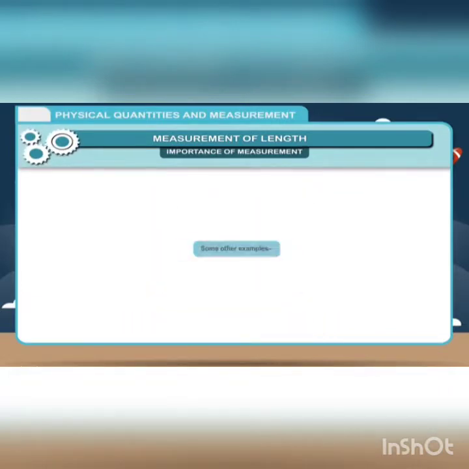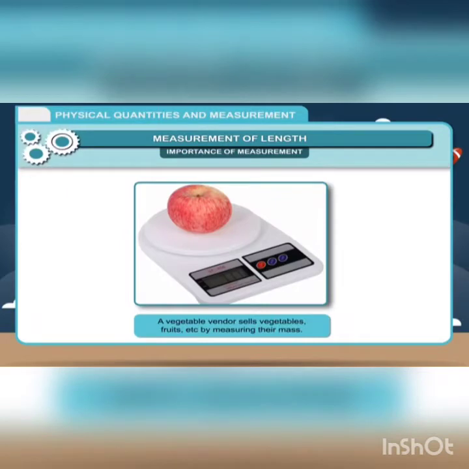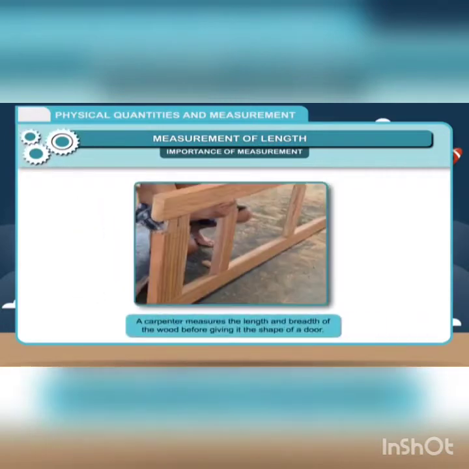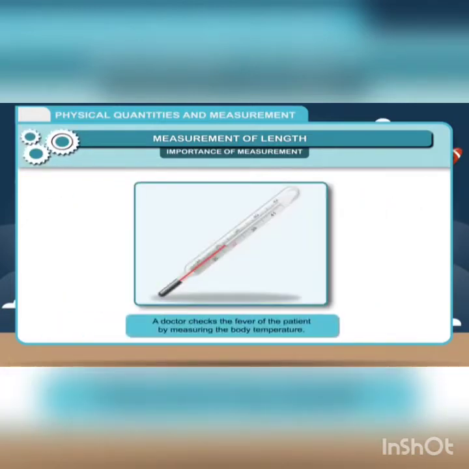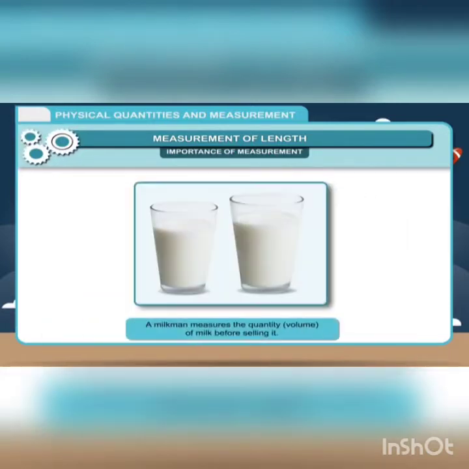Some other examples. 1. A vegetable vendor sells vegetables, fruits, etc. by measuring their mass. 2. A carpenter measures the length and breadth of the wood before giving it the shape of a door. Think, what will happen if he does it without proper measurement? 3. You take the help of a clock to reach school on time. 4. A doctor checks the fever of the patient by measuring the body temperature. 5. A milkman measures the quantity, the volume of milk before selling it.